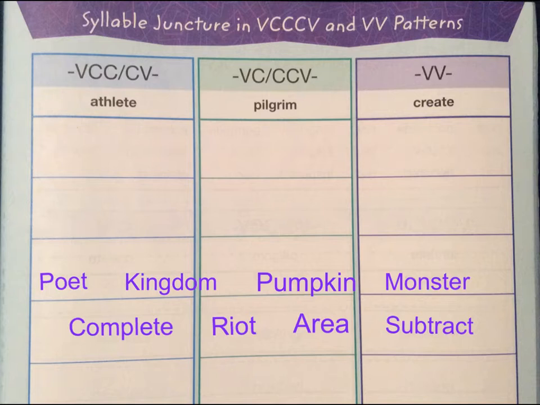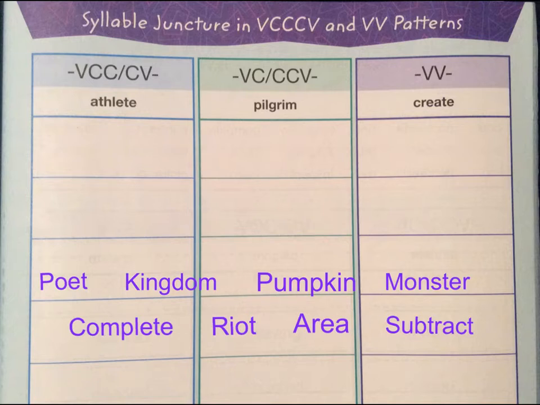Okay, so let's go ahead and look at our sort mat. We're going to be paying attention to syllable juncture in the vowel, consonant, consonant, consonant, vowel pattern, and the vowel, vowel pattern. So remember with syllable juncture, we are listening to our words and separating them by the syllables. So in our first column, with vowel, consonant, consonant, then consonant, vowel, you're going to notice that the word is separated just after the blend or the digraph.